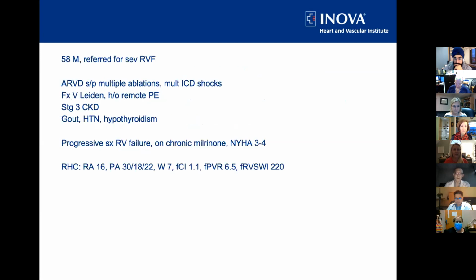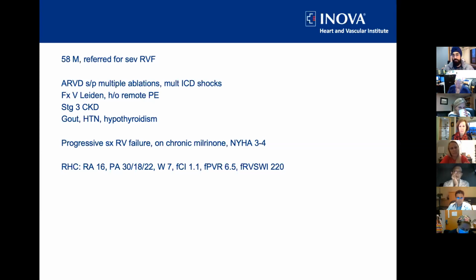As a more striking example of just how bad this could be, this was an unusual case that originally got referred to me just for RV failure. He had this diagnosis of what's called ARVD, or arrhythmogenic RV dysplasia, which is a congenital issue where they have frequent arrhythmogenic events, but unfortunately is also a bit of a diagnosis of exclusion. And so he carried this diagnosis. He'd had an ICD, multiple ablations, multiple shocks, and he was thought to be at the end stages of RV failure and was being referred for a transplant.